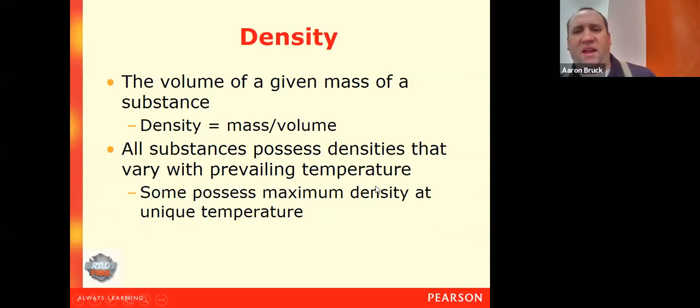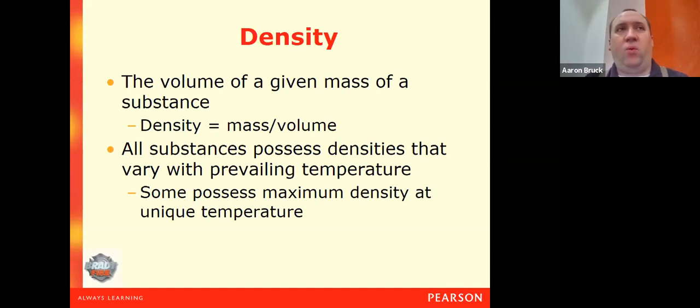So we move now to density. Now, density is simply the amount of substance in a given volume. So we can find the density by taking the mass of a substance and dividing it by the substance's volume. What's interesting about density is that every single substance has a density, and its density is somewhat unique to it. It helps us to identify what it is.